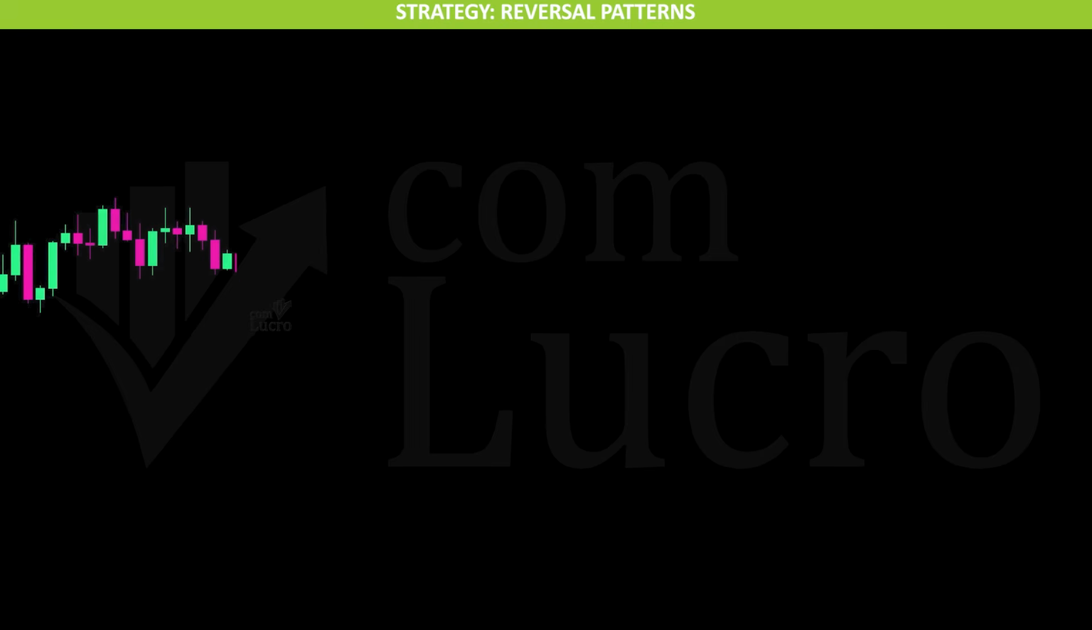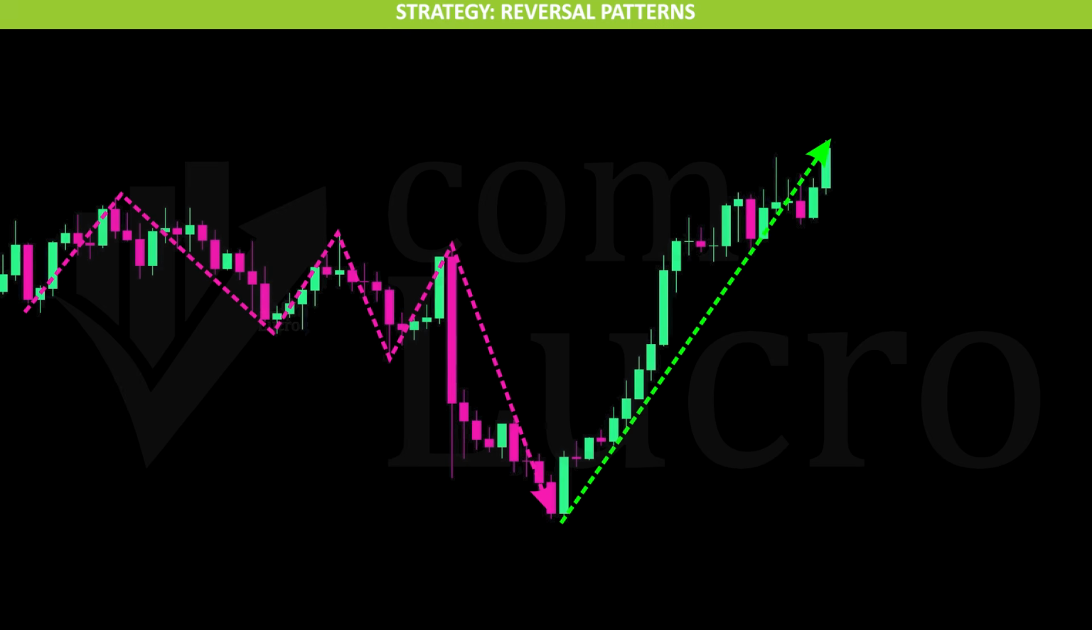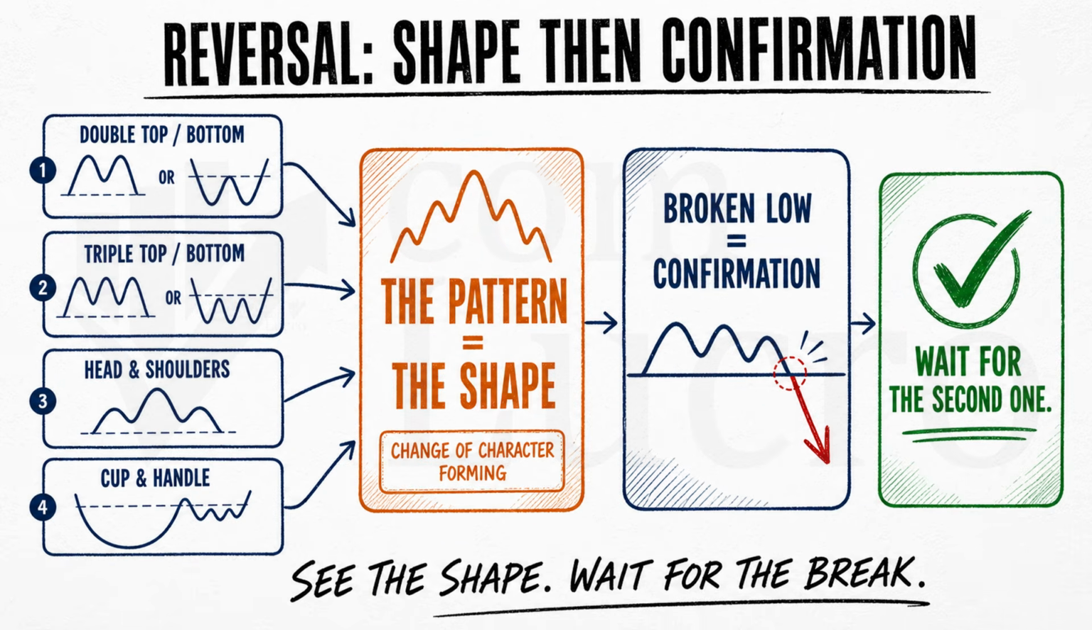Now, reversal patterns. A reversal pattern forms when price moves in the opposite direction of the current trend and starts building a counter trend. These shapes can be identified on the chart, which helps traders anticipate reversals before they fully happen. The most notable reversal patterns are the double top and bottom, the triple top and bottom, the head and shoulders, and the cup and handle.